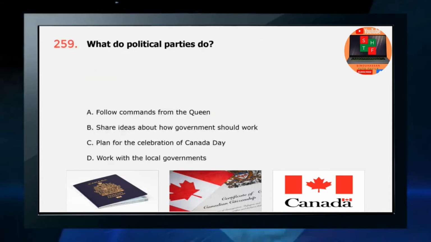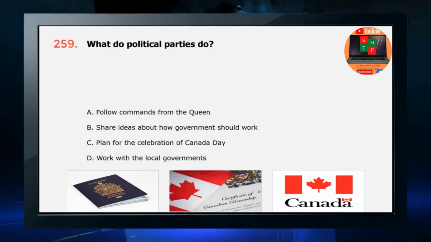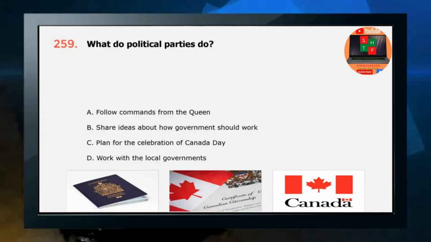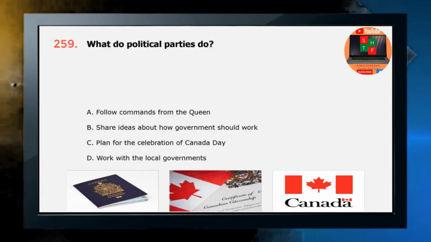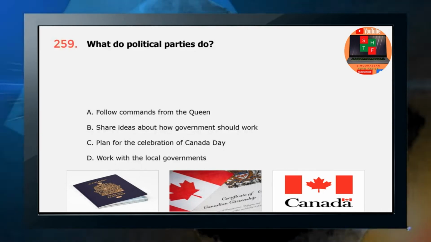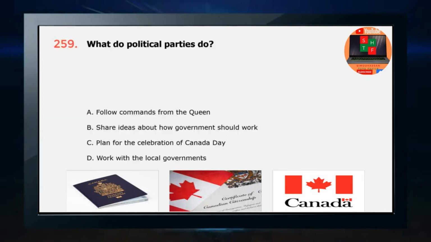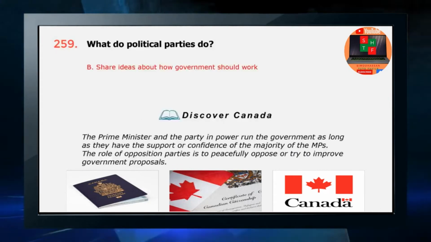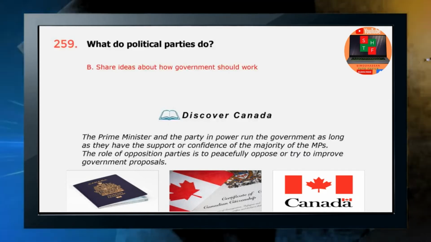Question 259. What do political parties do? A. Follow commands from the Queen. B. Share ideas about how government should work. C. Plan for the celebration of Canada Day. D. Work with the local governments. The answer is B. Share ideas about how government should work.